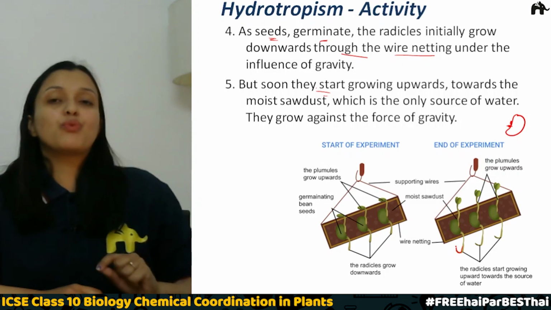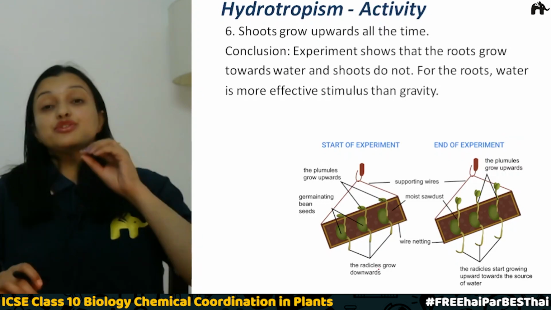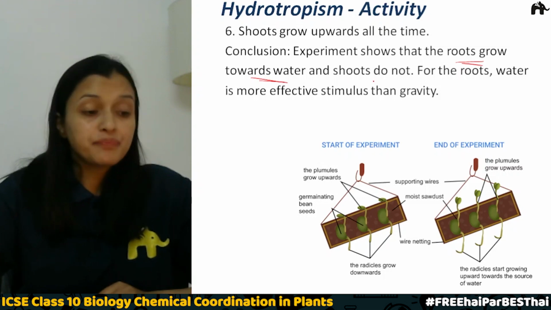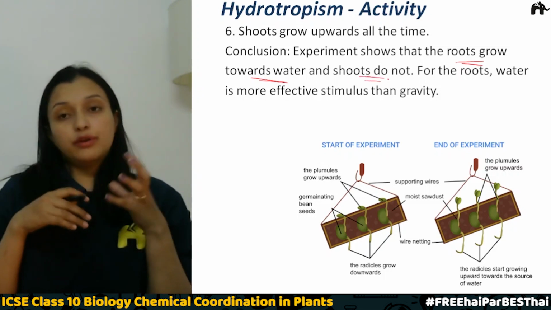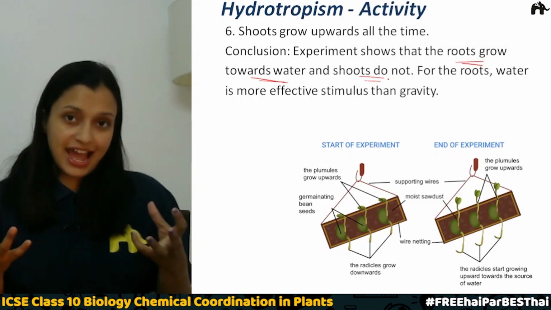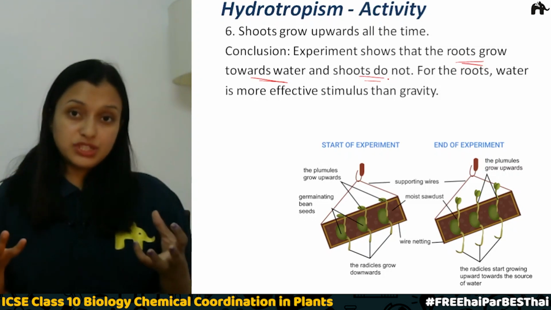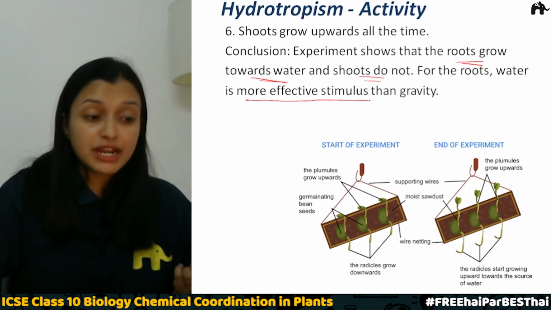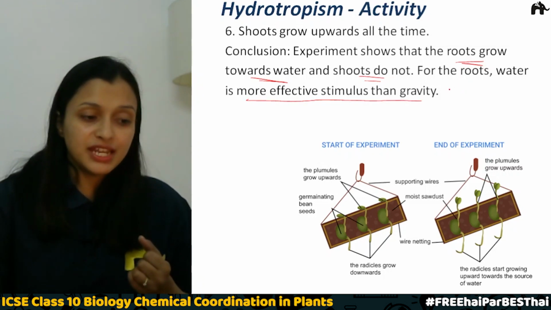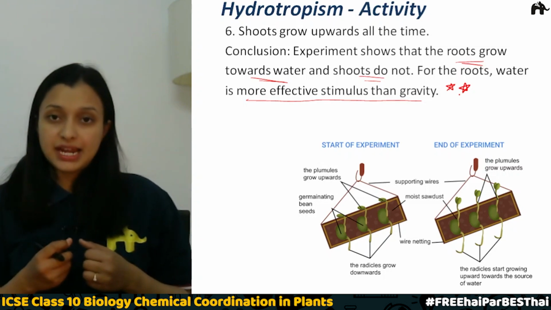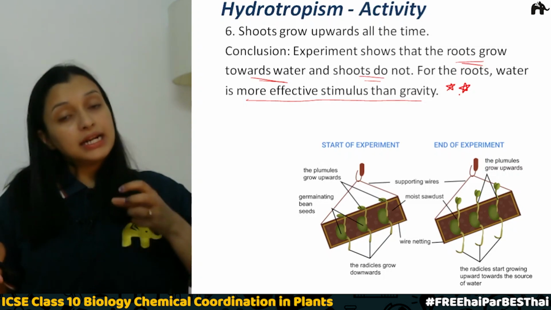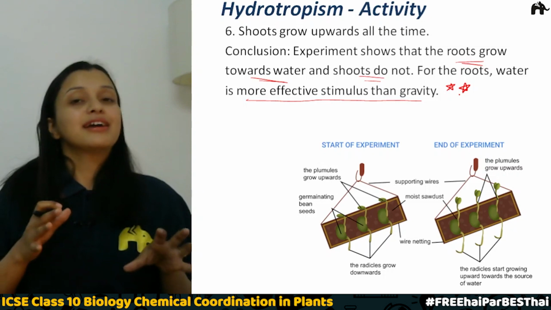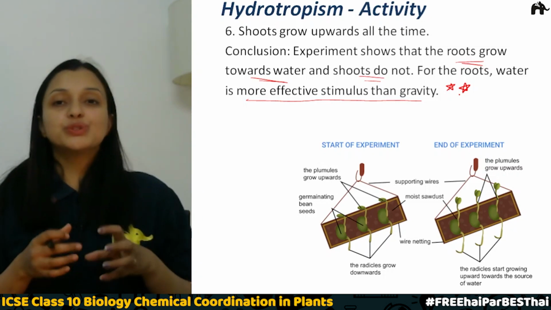Now let's see what we concluded from this particular activity. From here we concluded that the roots grow towards water and shoots do not. If on one hand there is gravity, and on the other hand there is water, roots will choose water over gravity. Correct? So for roots, water is a more effective stimulus than gravity. This is a very important line for you to remember and understand. So they have left gravity and become negatively geotropic, but they are positively hydrotropic. Clear? I hope this activity and the conclusion is clear to everyone.